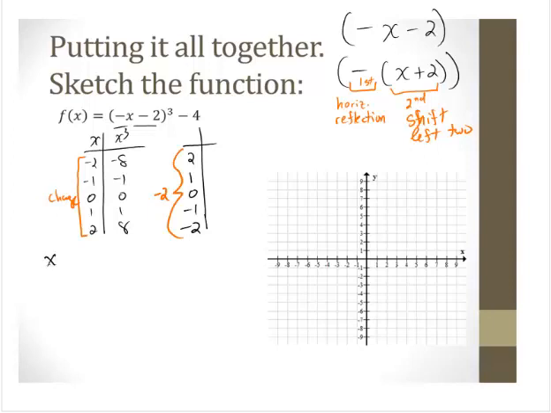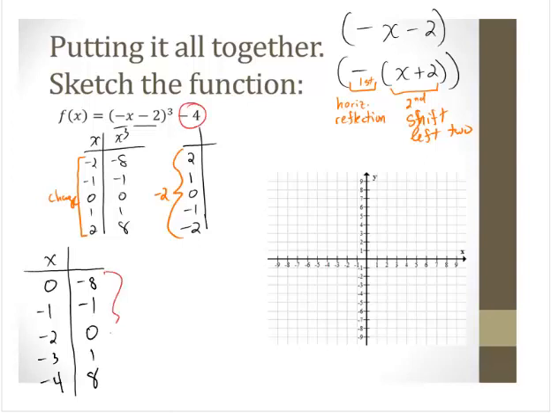Now, second, let's take all of these and shift left 2 by subtracting 2. And that will give me my new x's, right, since those were both of the transformations on the input. So that would give me negative 4, negative 3, in order I would have 0, negative 1, negative 2, negative 3, negative 4. My outputs are still as before, negative 8, negative 1, 0, 1, and 8. And now all I need to do to them is to subtract 4.